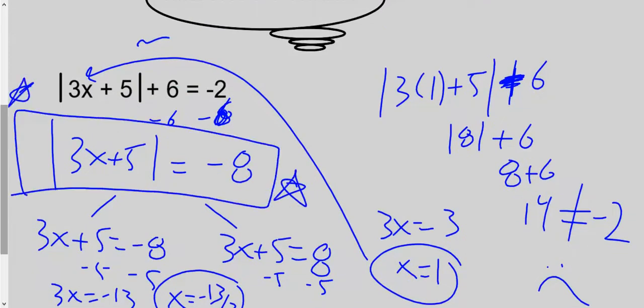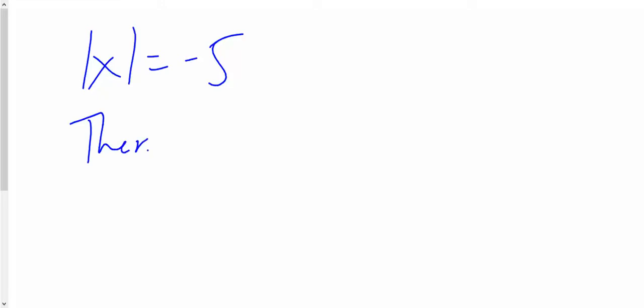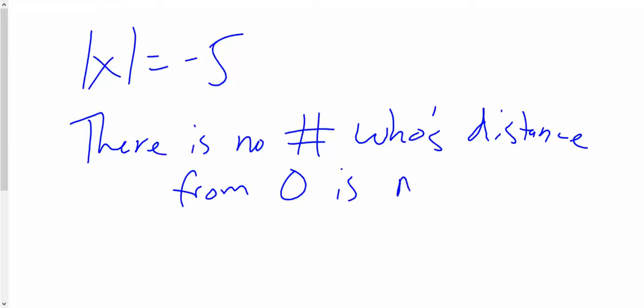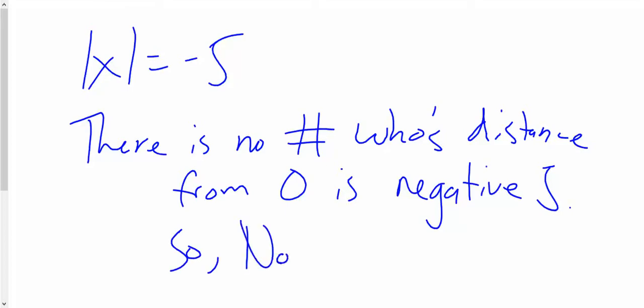Since we are talking about distance from 0, there is no number whose distance from 0 is negative 5, or negative anything for that matter. So, no solution.